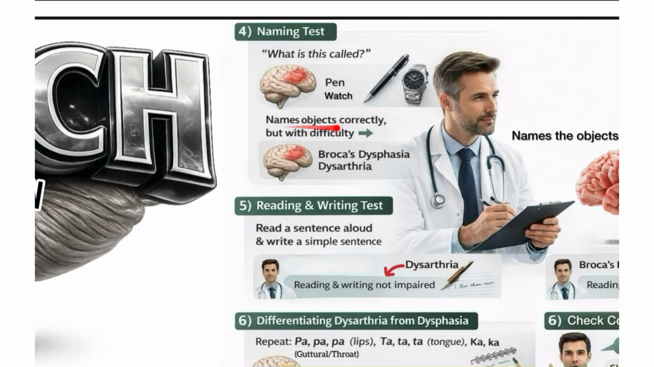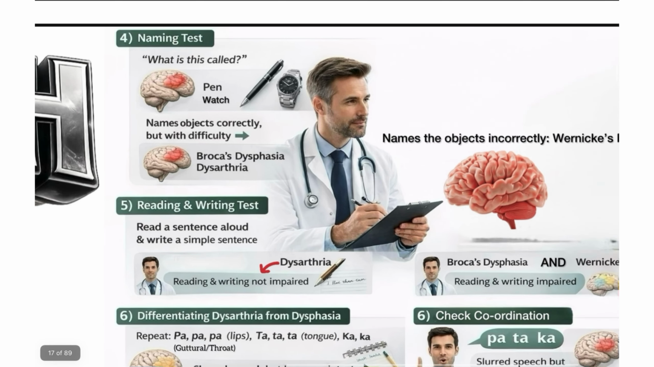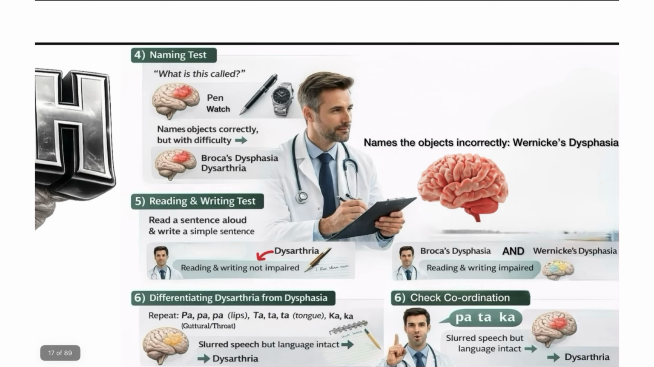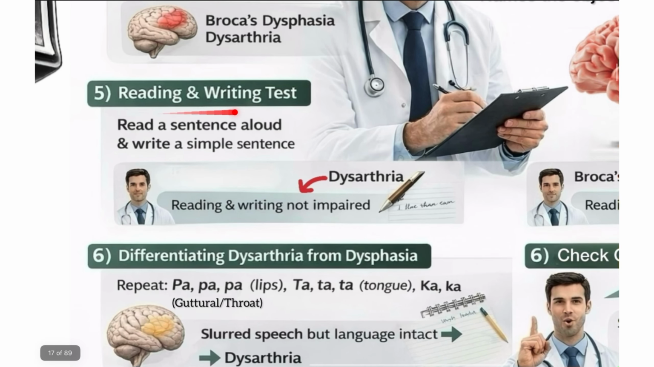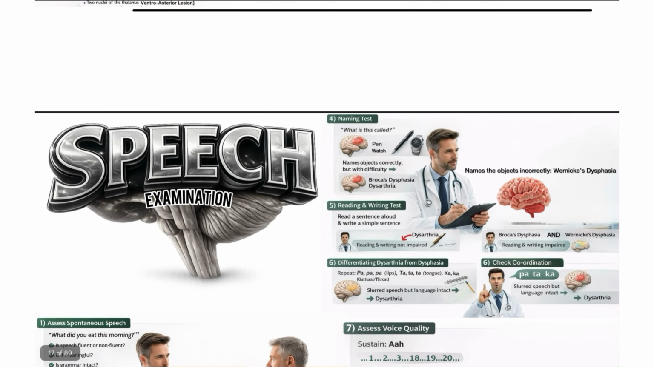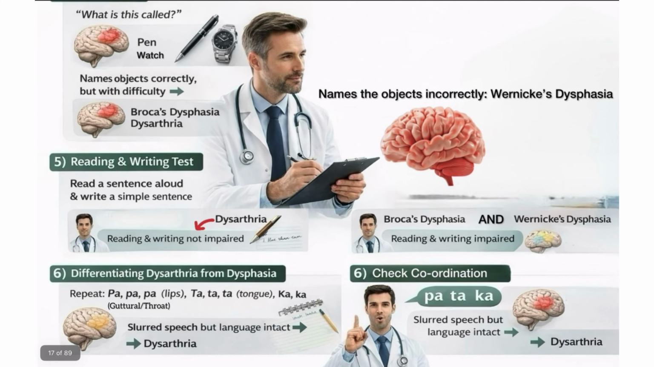If the patient names the objects correctly but with difficulty, then the speech problem can be because of Broca's dysphasia or dysarthria. But if the patient names the object incorrectly, then it can indicate Wernicke's dysphasia. The fifth thing that you have to do is the reading and writing test. Ask the patient to read a sentence aloud and write a simple sentence. If reading and writing are not impaired, then your differential diagnosis can be dysarthria. But if the reading and writing are impaired, this can point towards Broca's dysphasia and Wernicke's dysphasia.